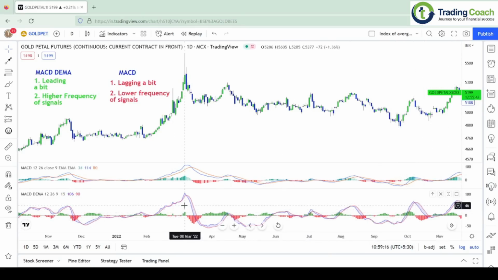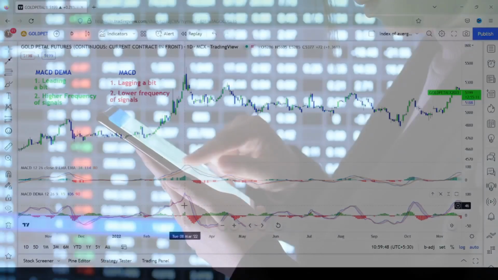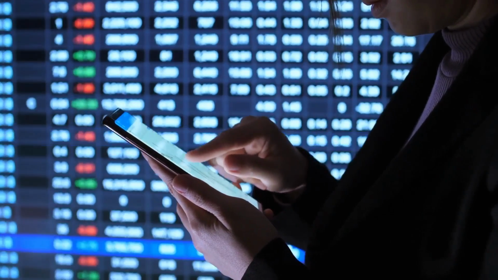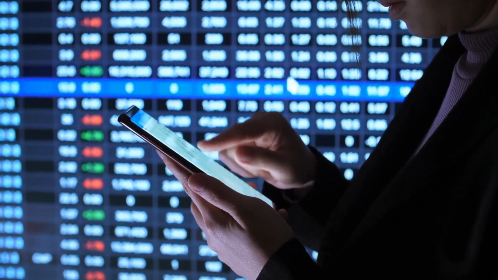So during the same period, say for example, all the way from March till November, MACD had somewhere close to 6 to 8 signals, whereas MACD DMA had somewhere around 12 signals. So that's almost like 40-50% more than what we got in MACD, right? So since this is the case, we can say that MACD DMA has a high frequency of signals and MACD has a very low frequency of signals. So if you are an active trader, MACD DMA is a much better suited indicator for you than MACD itself.